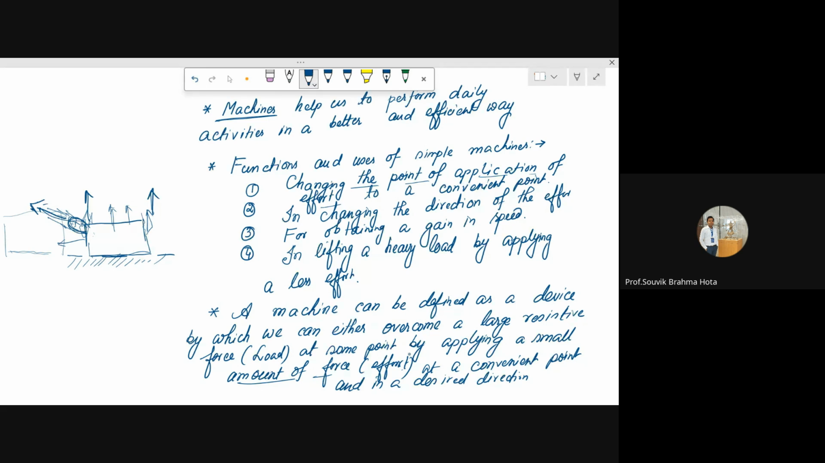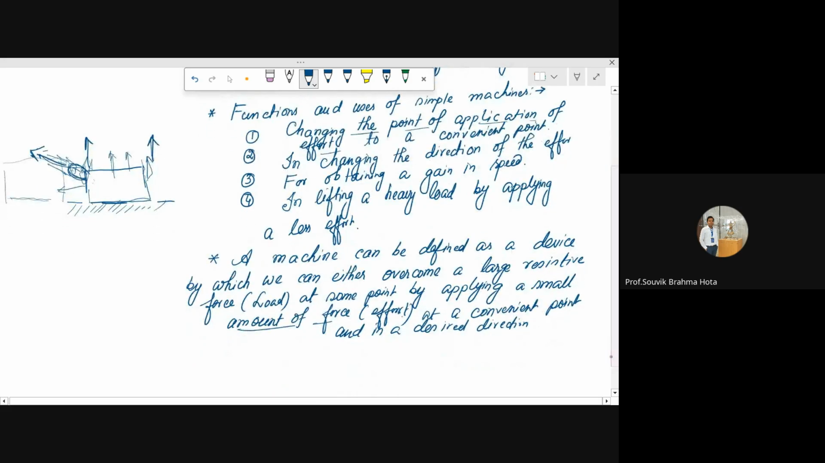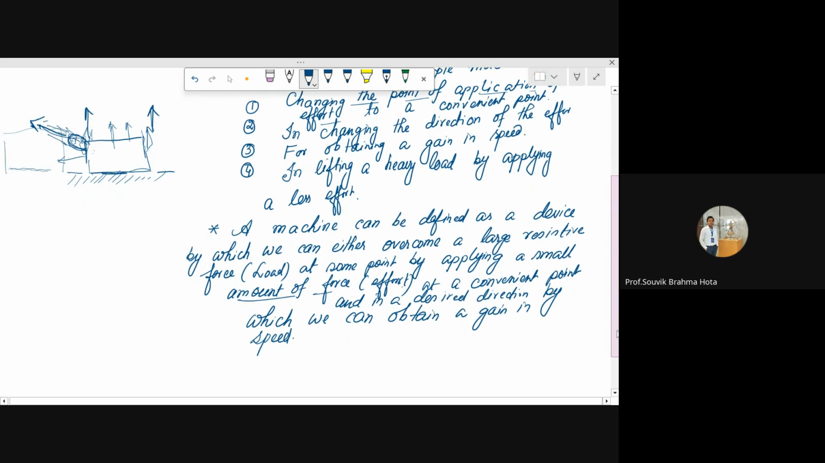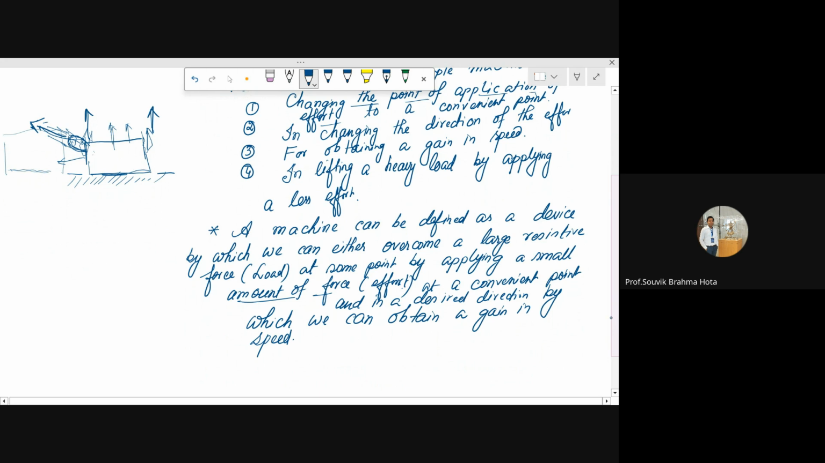By which we can obtain a gain in speed. That we can do by machines. Now there are some certain terms related to machines that we must consider.